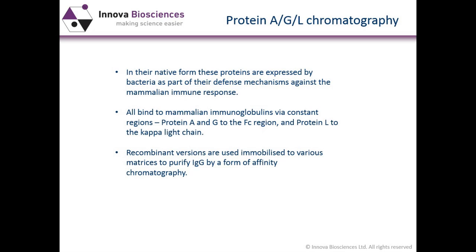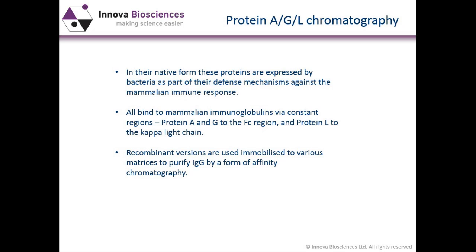In their native form, each of these proteins are expressed by different bacteria as part of the bacterial defense mechanisms against the mammalian immune response. In effect, certainly with protein A and protein G, they simply get antibodies to bind, shall we say, in reverse to the surface of the bacteria, which means that the effector mechanisms of the host immune response are somewhat blunted and the bacteria are protected from destruction.